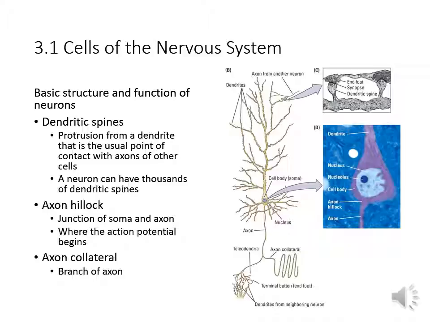Okay, so looking at the basic neuron with a little more detail, up at the top we have the dendritic spines, which are protrusions from the dendrite that are typically the point of contact with other axons. A neuron can have thousands of dendritic spines. The more spines, the more communication it has with other neurons. The axon hillock is the area right below the soma where the axon connects to the cell body. This is where the action potential begins, which we'll talk about, I believe, in the next chapter. And then there's the axon collateral, which is like another branch of the axon.